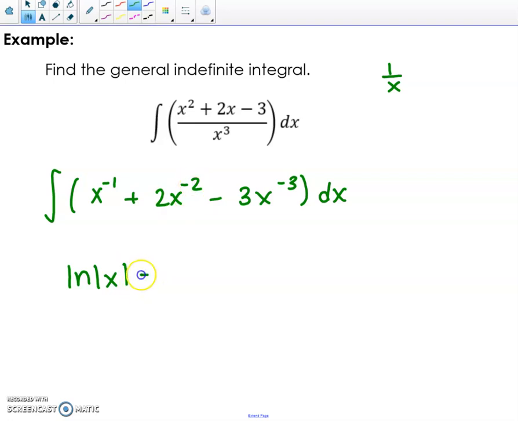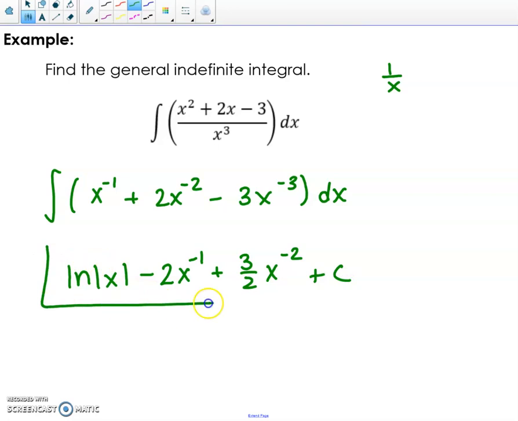We're going to increase the negative 2 by 1 to get negative 1, and then we're going to divide by negative 1, so we get negative 2x to the negative 1, and then negative 3 will increase by 1 to get negative 2, and then we'll divide by negative 2, so positive 3/2 x to the negative 2, and don't forget that plus c that we're going to tack on at the end.